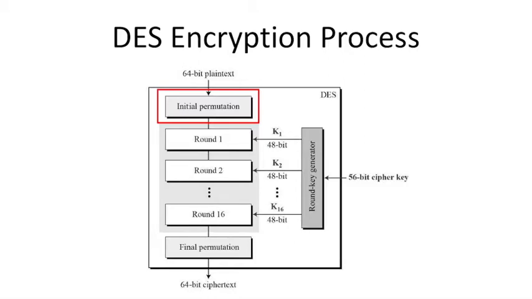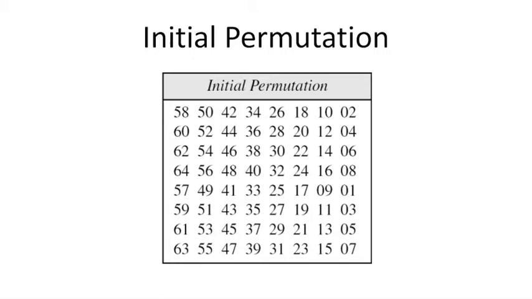Let's look at the initial permutation step. For initial permutation, this fixed table is used to shuffle the bits. As you can see here, we have 8 rows, and we also have 8 columns.